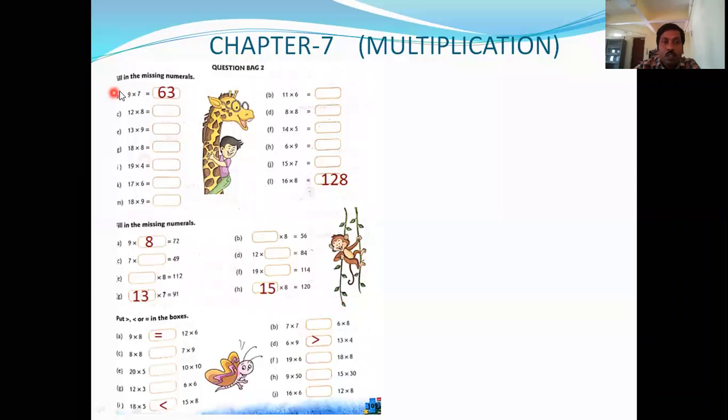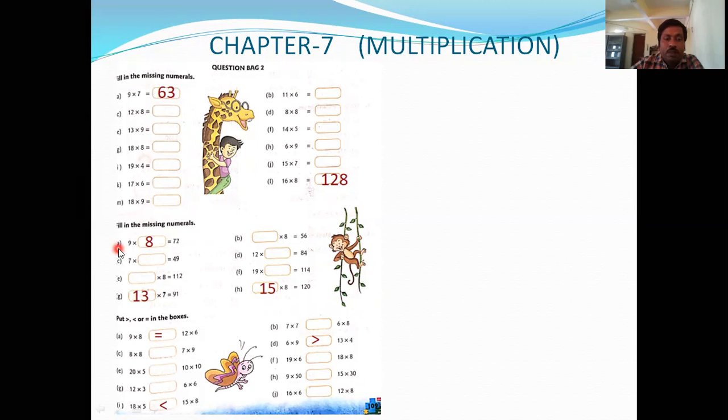Now the first question: fill in the missing numerals. How can we write the missing numerals? It is very easy to solve this type of question. 9 into 7 is 63, 12 into 8 is 96, and so on. Now this is the last question: 16 multiplied by 8, we get 128. So this is very simple.